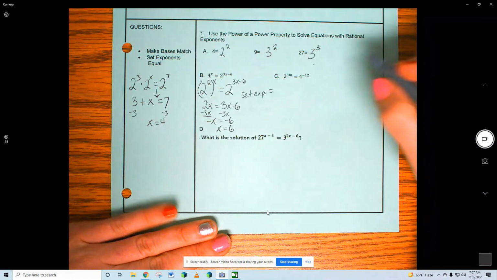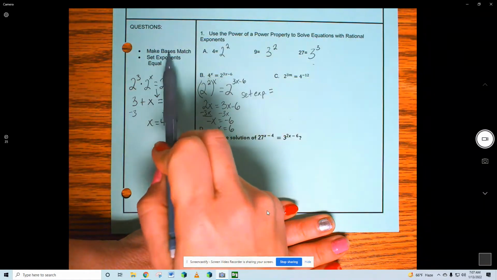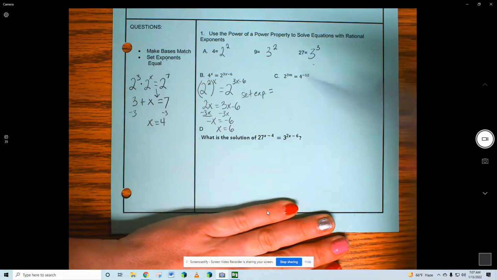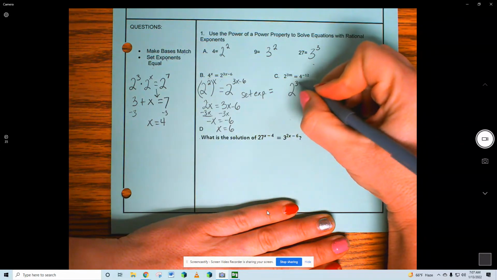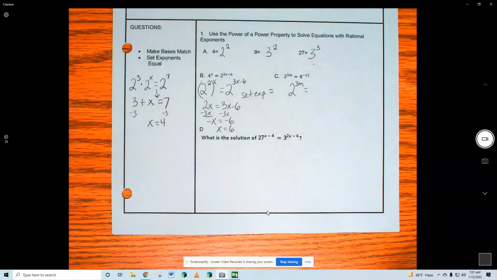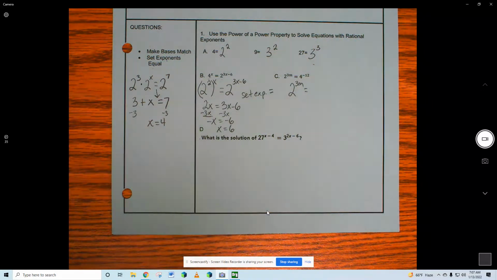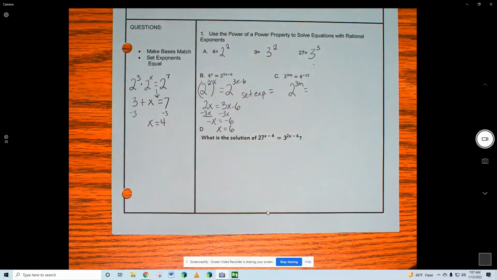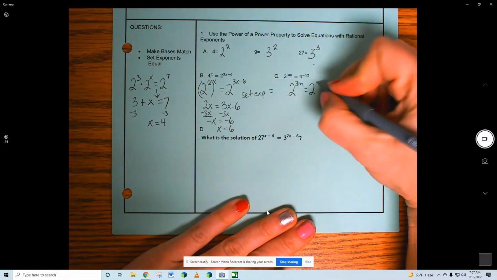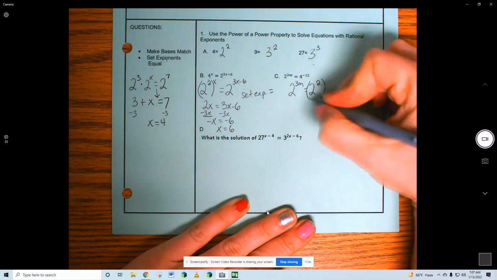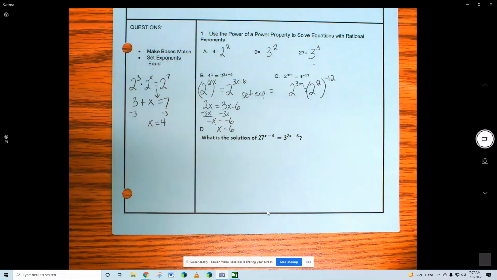So first, make the bases match. Set exponents equal. 2 to the 3m equals, okay, what do I do instead of 4? What do I replace a 4 with? Instead of 4, what do I write? 2 squared. And hi, good to see you. 2 squared to the negative 12. Okay.